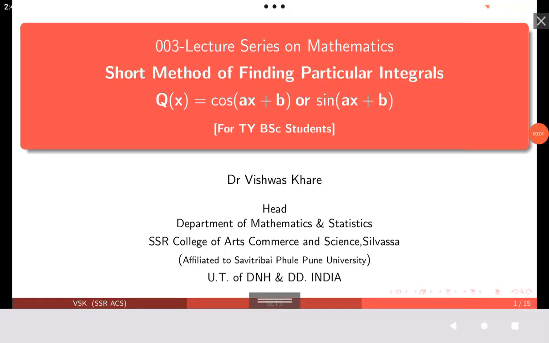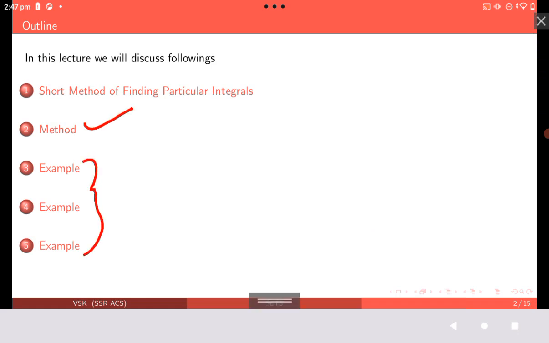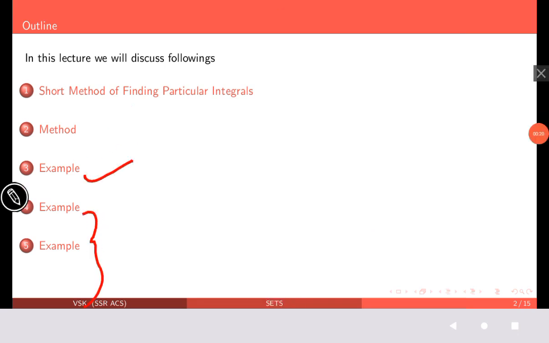In this lecture, we'll see a short method of finding the particular integral whenever Q(x) is of the form cos(ax + b) or sin(ax + b). We'll cover these topics. We'll see the method. We'll see 3 examples in this lecture.